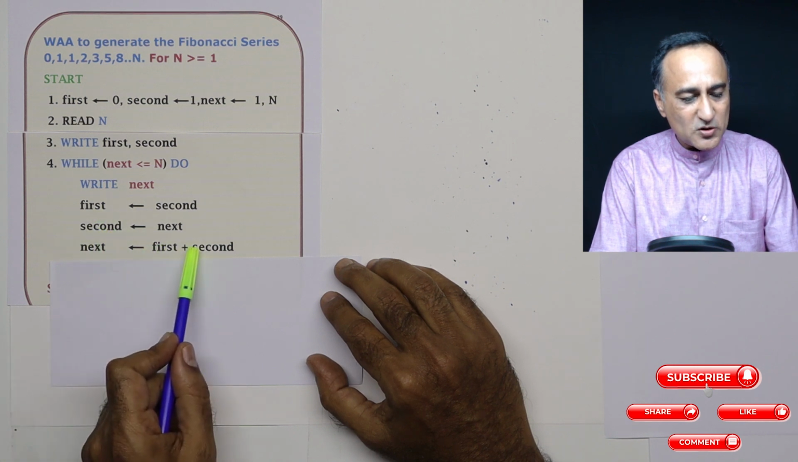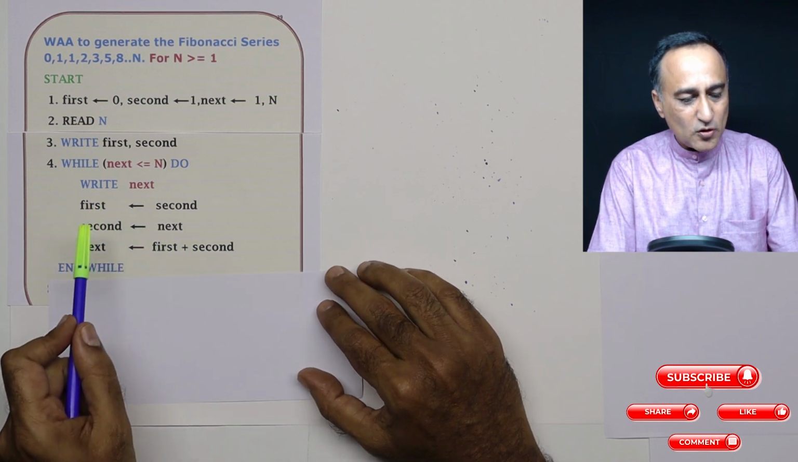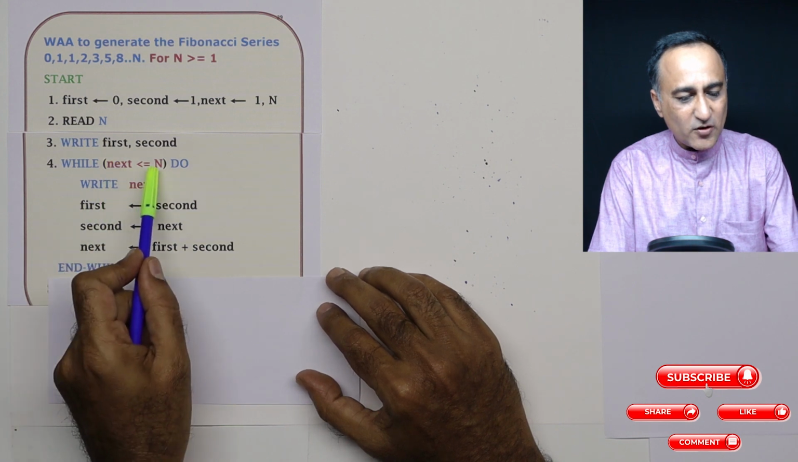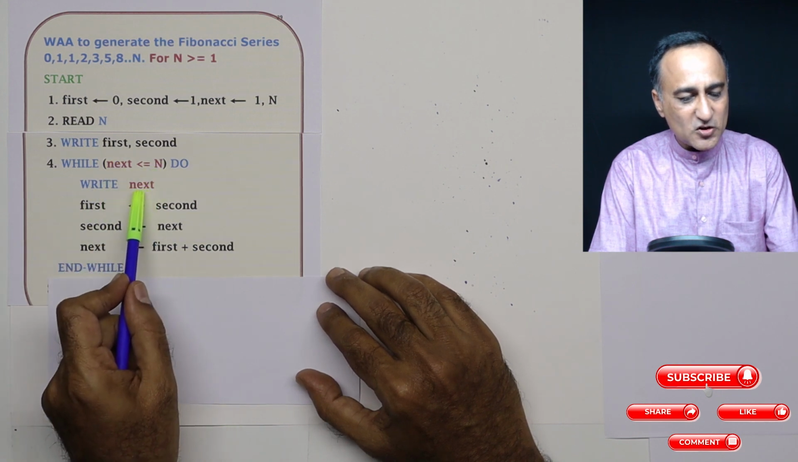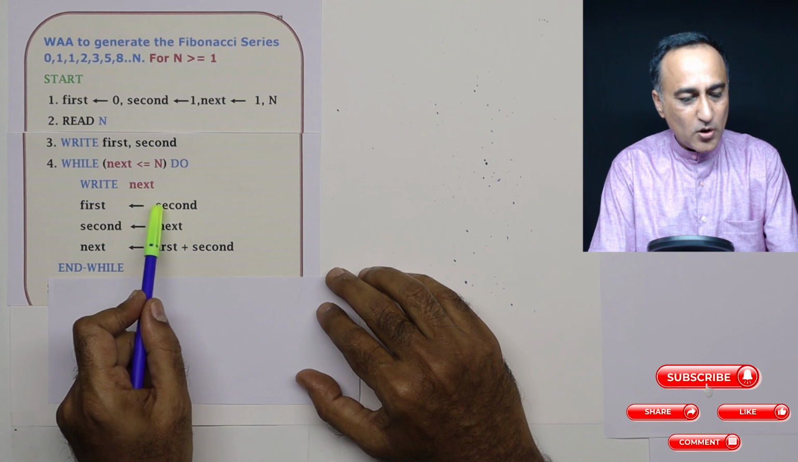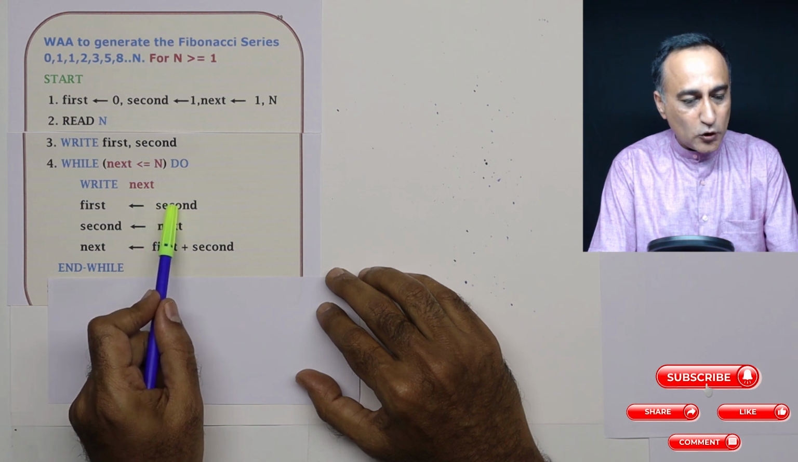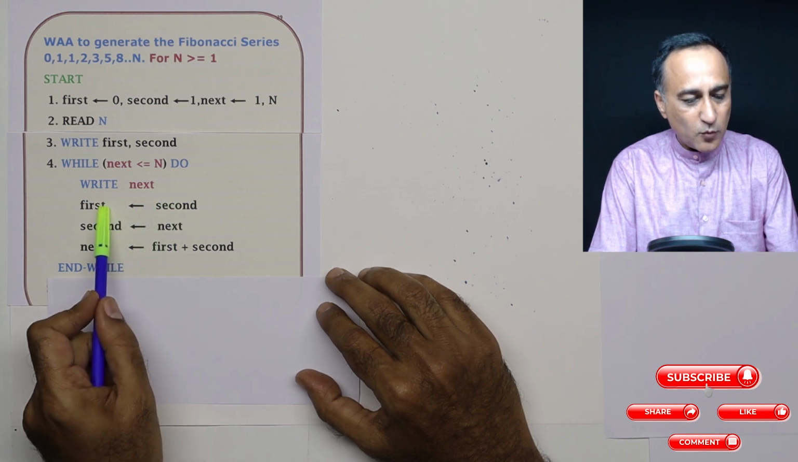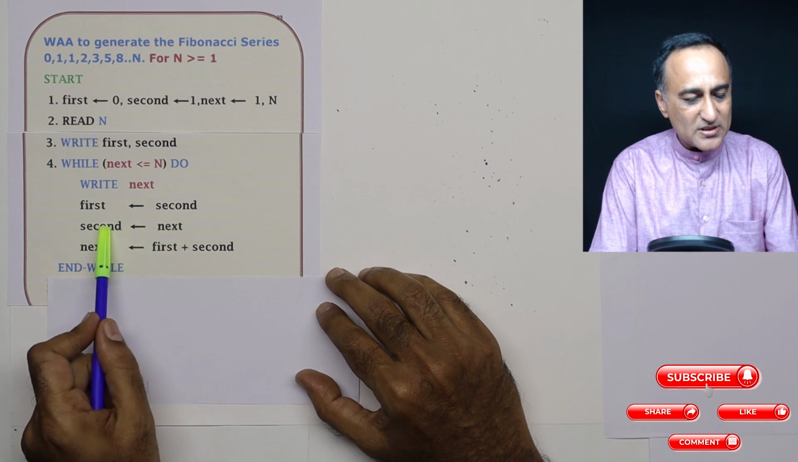So this is 1 plus 2 is 3, next is 3. Now if you see, 3 is less than or equal to 8. This condition is true. 3 is printed. Now what happens is 2 moves into first, 3 moves into second.